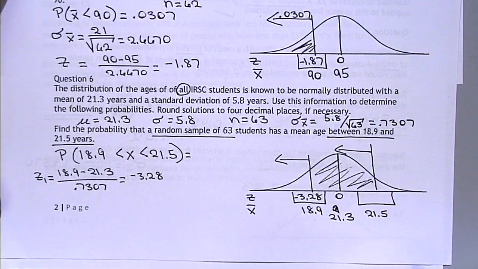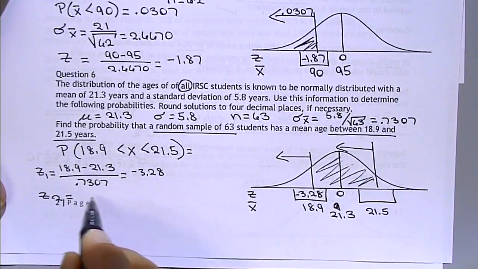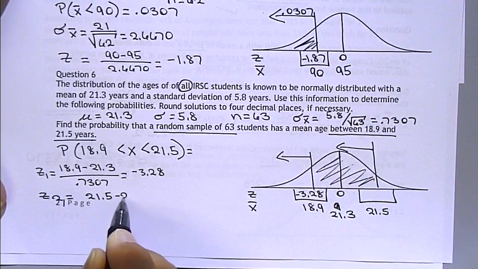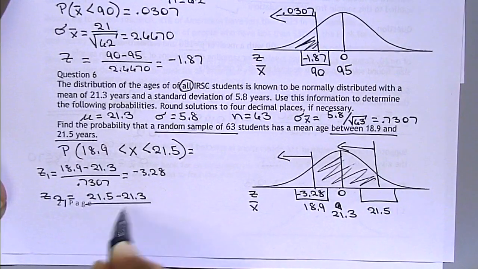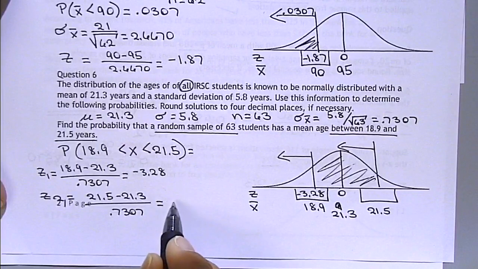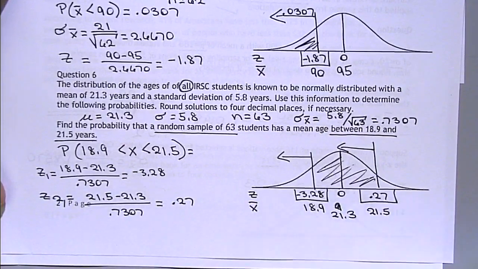Next one. I know another z-score, z2. That one's equal to 21.5 minus 21.3 divided by 0.7307, and that is equal to a positive 0.27. That's my other z.